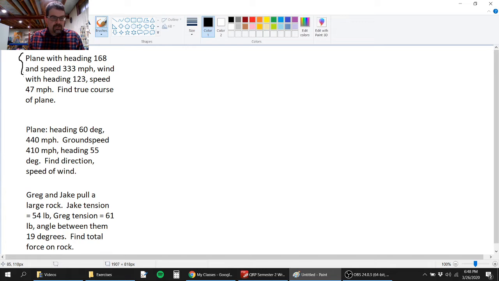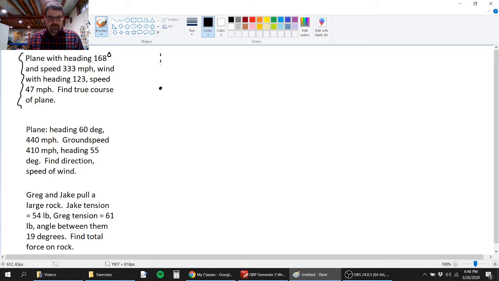So, first one here. A plane with a heading of 168 degrees and a speed of 333. And then we have wind with a speed and a heading as well. And we're going to see what the actual direction and speed of the plane is. All right, so first off, how do we draw a heading of 168 degrees?